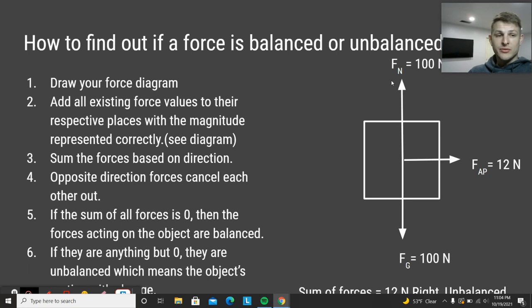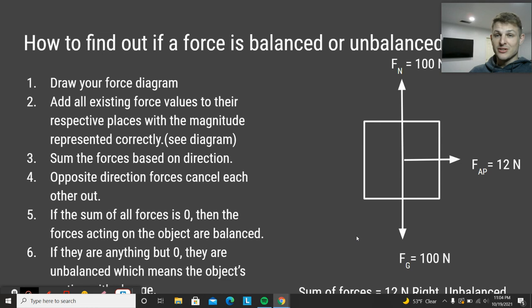What's the only other leftover force? Well, we need to sum those directions too. Nothing on the left, 12 newtons of applied force on the right. In this case, what's left after all of this has been summed is 12 newtons on the right. 12 newtons on the right. And this makes that object unbalanced because there's not 12 on the left to balance that out.